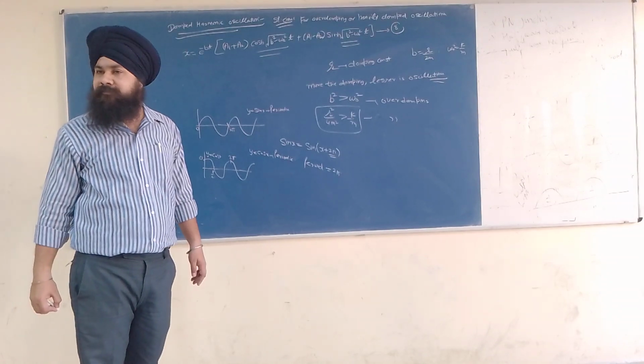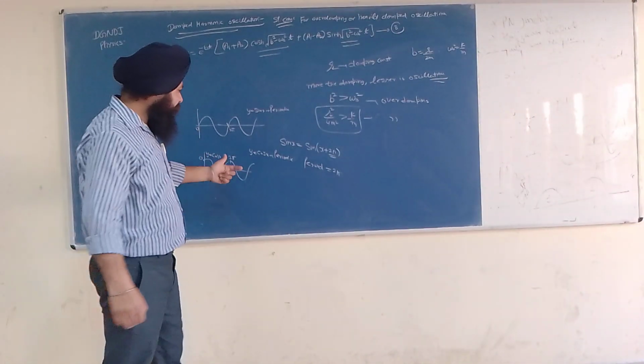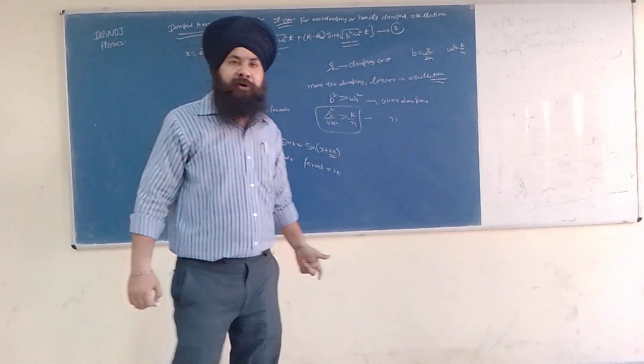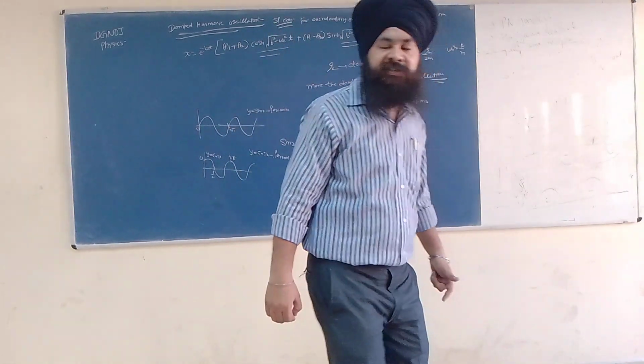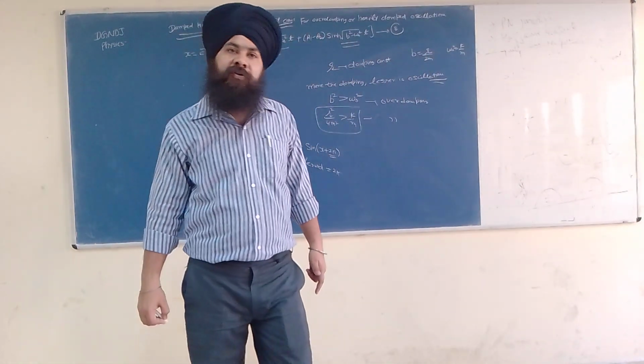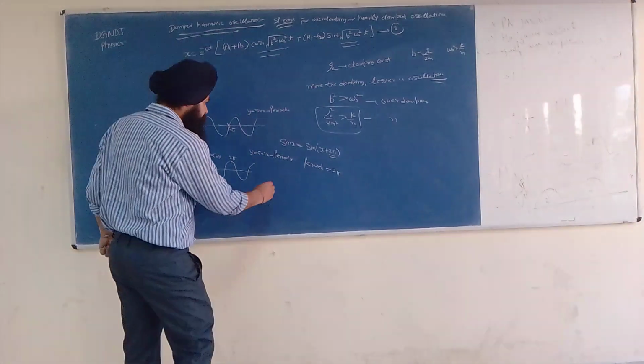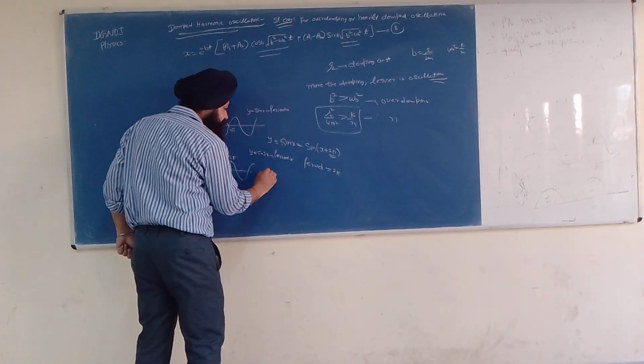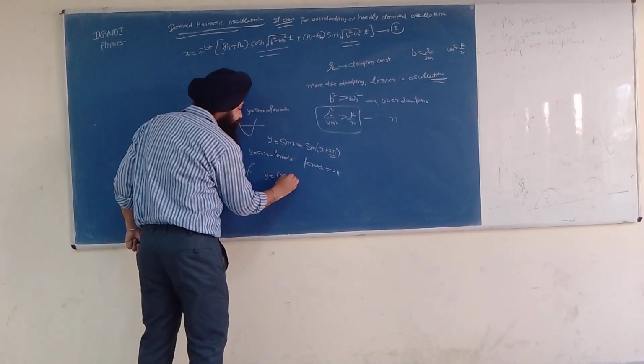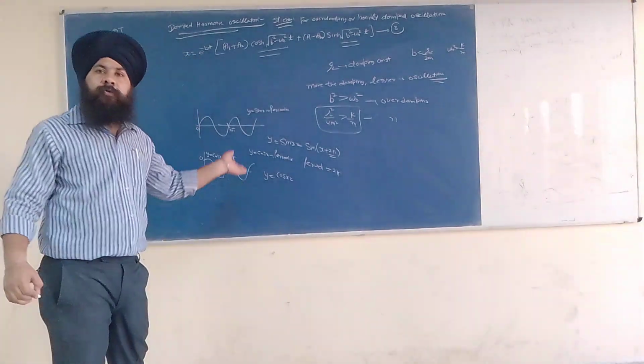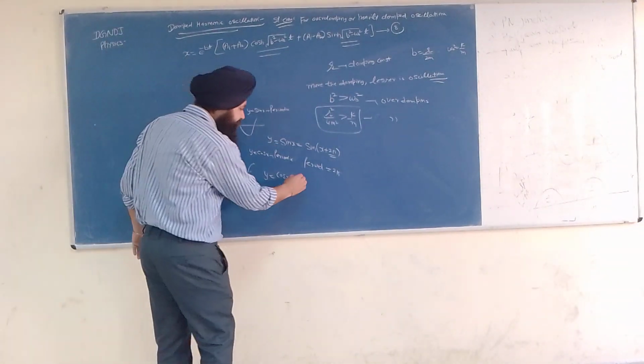Similarly, let us calculate the periodicity for the cos x. So I will write y is equal to cos x. Again add 2 pi.